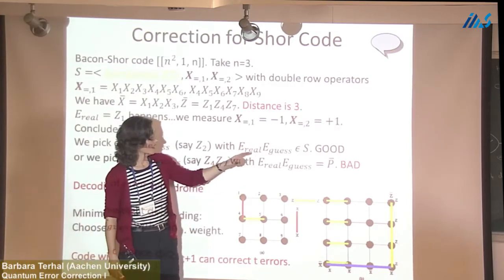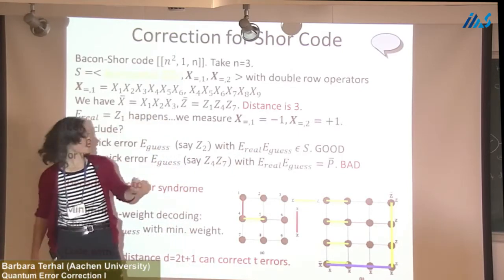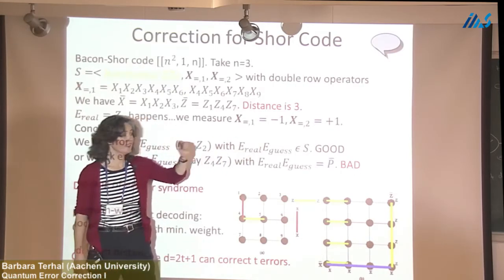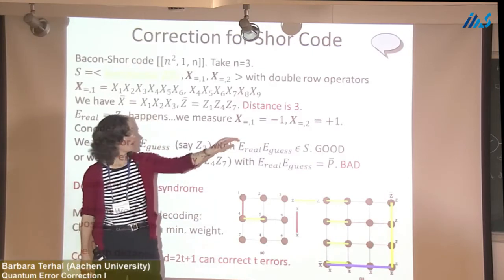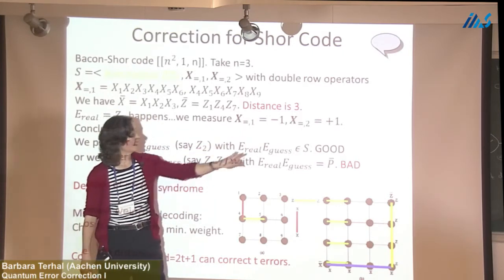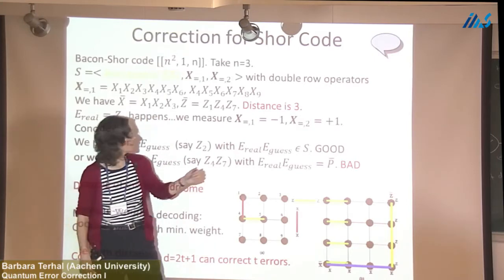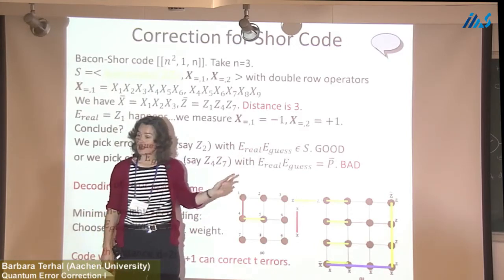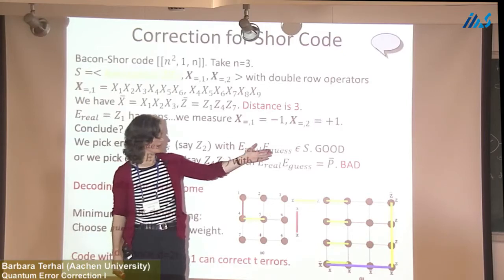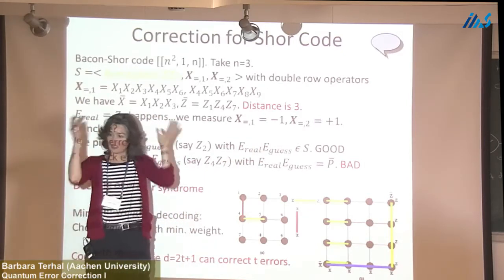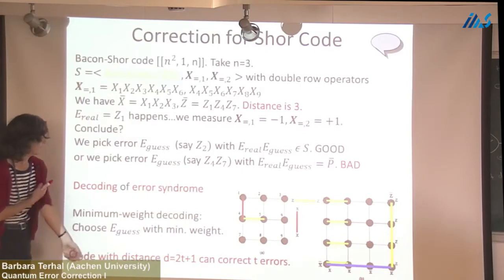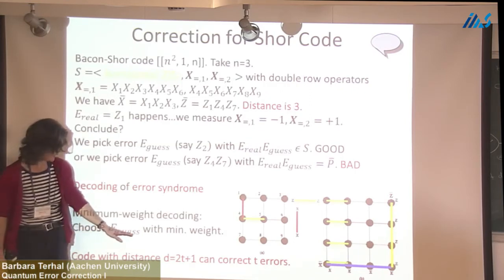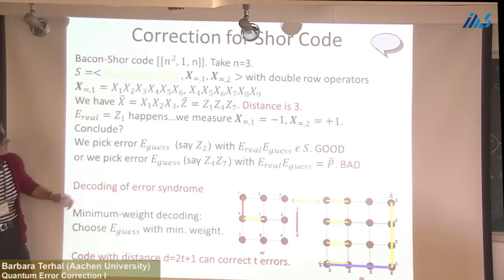So E-guess and E-real had the same syndrome, meaning they correspond to the same eigenvalues of the parity checks, meaning they had the same commuting, anti-commuting structure. So if this guy anti-commuted, this guy would also anti-commute. So the product of them will commute. And the product of them will commute with all elements in S, so therefore it's an element in the centralizer of S. Okay, so the minimum weight decoding is essentially choosing an E-guess with minimum weight, right? Like this choice, for example.